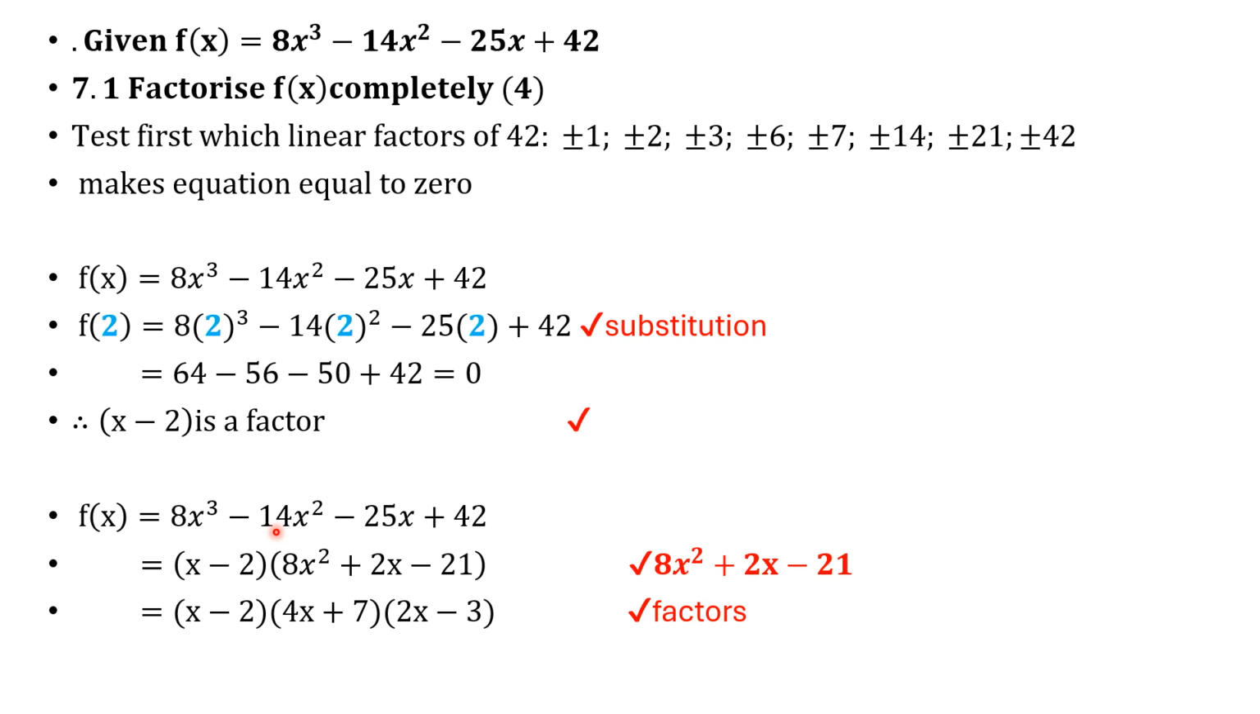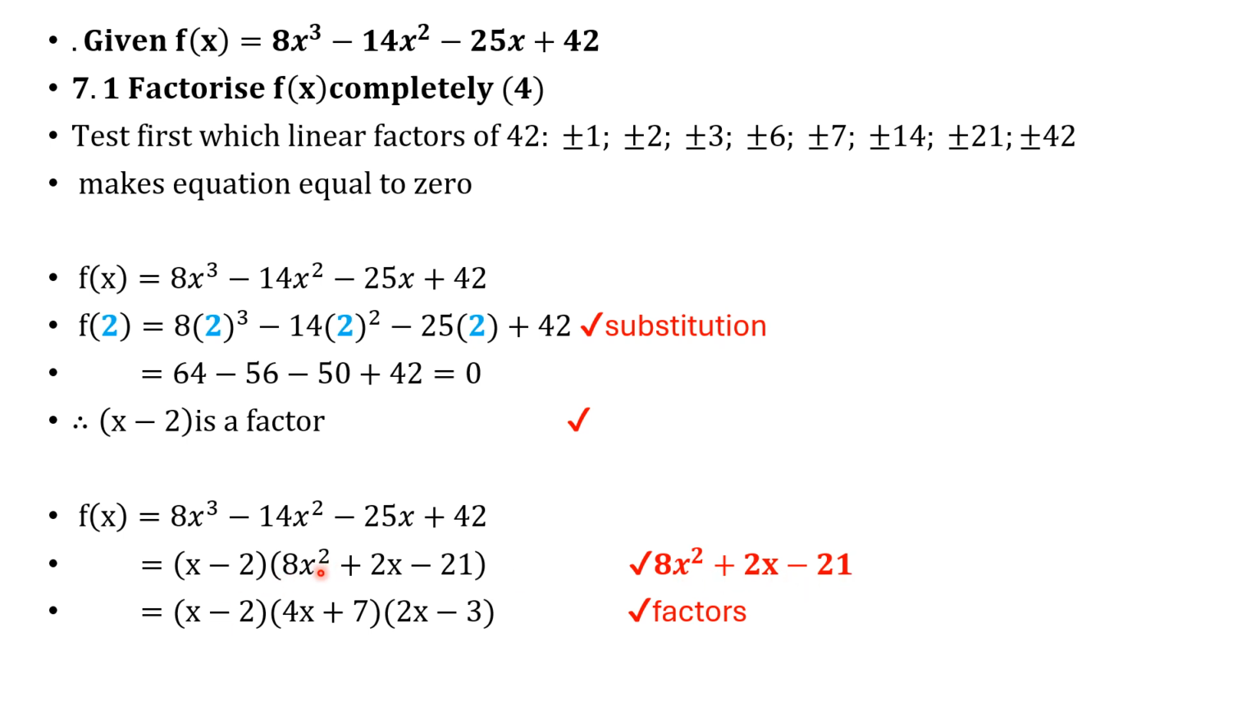Now I need to get to −14x². So negative 2 times 8x² gives me −16x². So I need to take 2 away from negative 16 to get to negative 14. So x times 2x gives me 2x². So 2x² minus 16x² gives me −14x². So 1 mark for getting 8x² + 2x − 21.